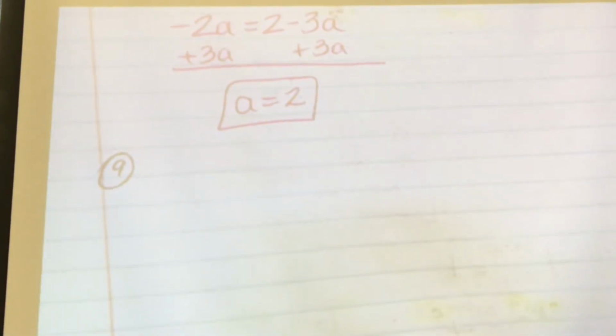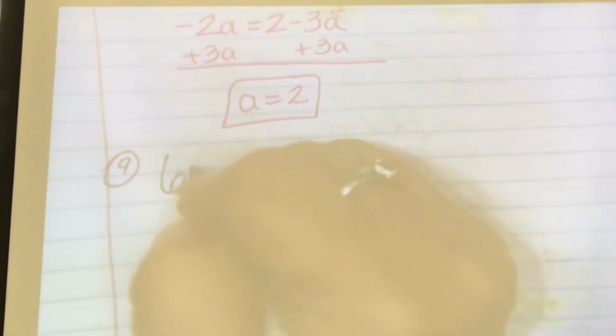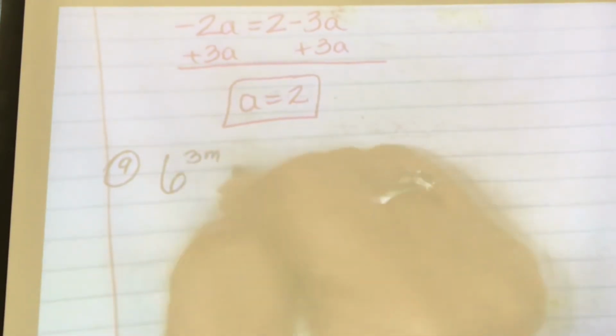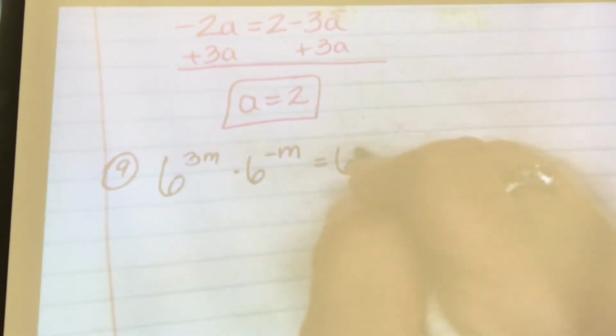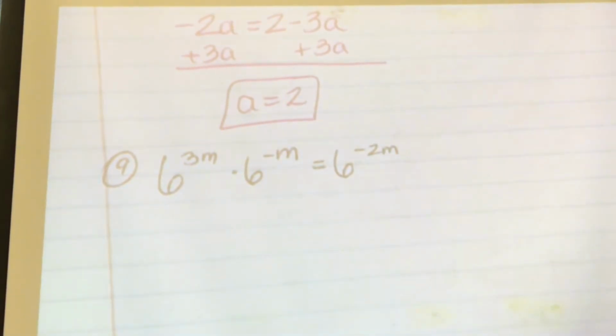Let's try number 9. Let's see if we remember our exponent properties. 6 to the 3m times 6 to the negative m equals 6 to the negative 2m.